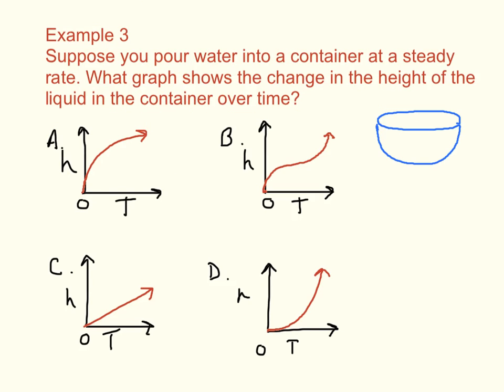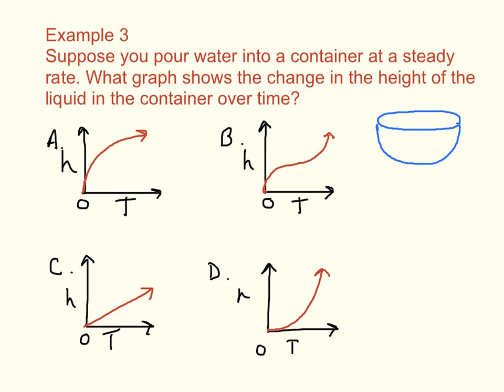Example number 3. Suppose you pour water into a container at a steady rate. What graph shows the change in the height of the liquid in the container over time? So here's your container, it's like a bowl. You're pouring water in at a steady rate. What graph shows the change in the height of the liquid in the container? A, B, C, or D? Each one we're representing H, which is height, versus T, which is time. Which one of these represents the height of the liquid of the container?